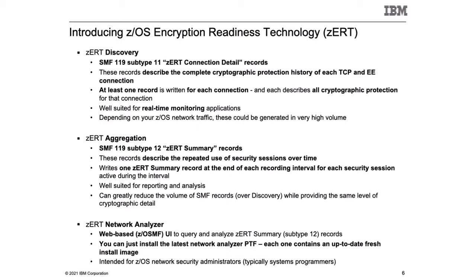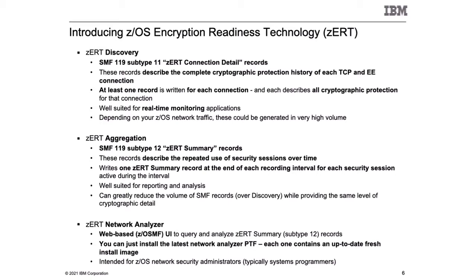summary record. When enabled, there will be at least one zERT connection detail record provided for every TCP and EE connection, allowing you to understand the complete cryptographic protection history for each of your TCP and EE connections. This is a powerful capability, but can result in a high volume of SMF data. For that reason, we added a capability known as zERT aggregation, which introduced zERT summary records.